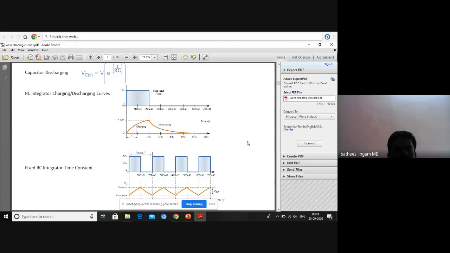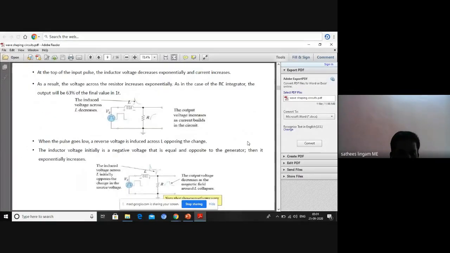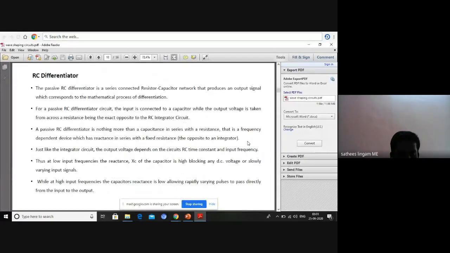But by the RC integrator, we can change the shape. For the RL integrator, the inductor is connected in series with the source. There, the signal is changing after crossing that resistance. The shape of the input pulse is changed, like a flip. So the input signal is changed.